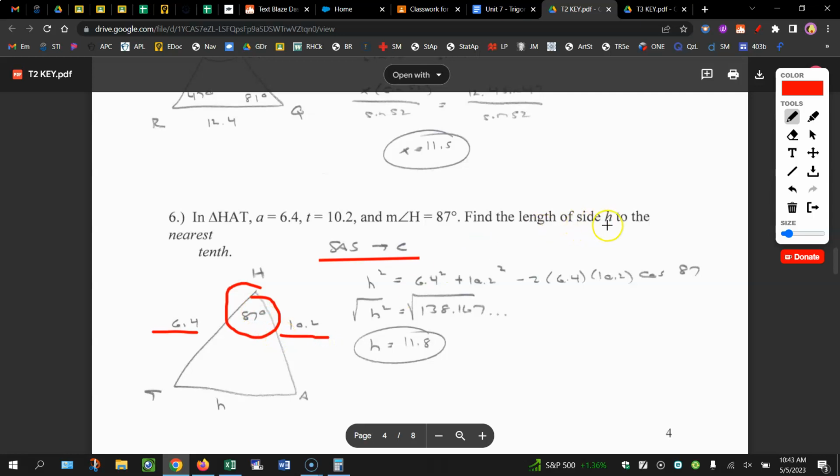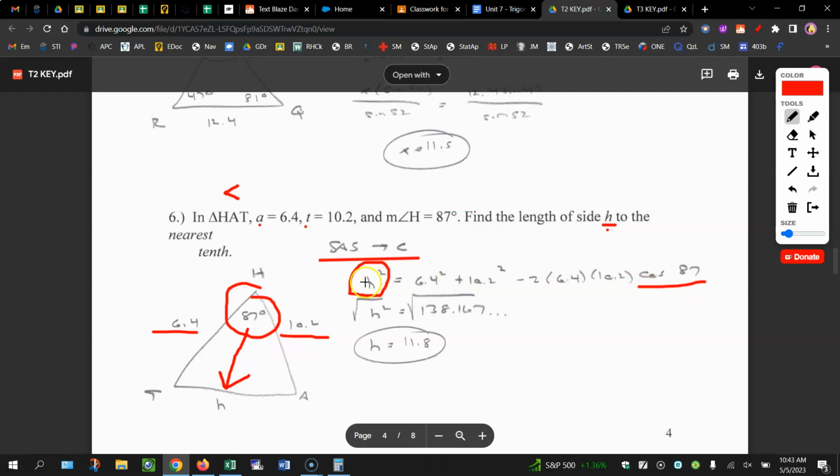Okay, they ask us to find side H. Remember, capital letters represent the angles, so this capital H, A, and T are the angles, and the lowercase letters here represent the sides. So side H is going to be opposite of angle H. And in your law of cosines, the angle and the side you start with are opposite one another. So the 87 and the H, you can see, are there, and the other two sides get substituted in.